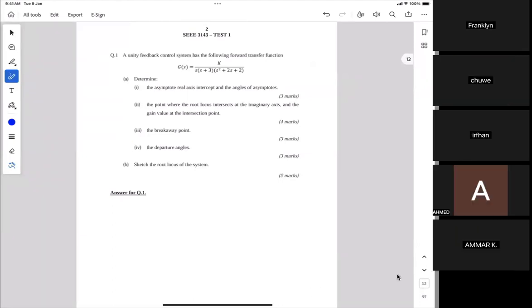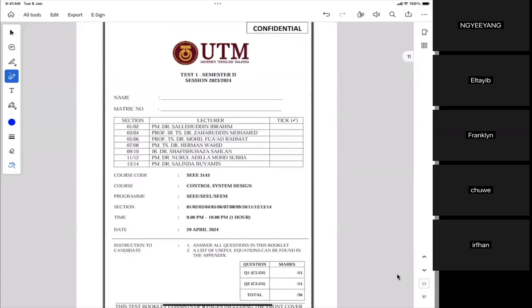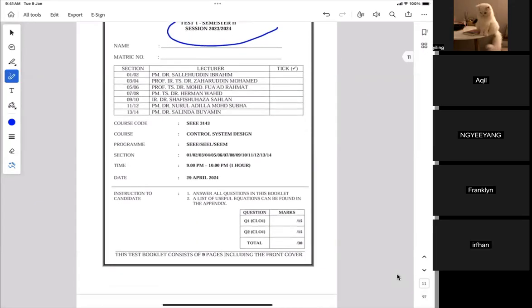So I will continue with next question, which is the semester 1, 23-24, which is a test 1.